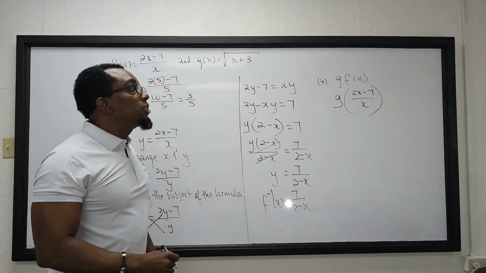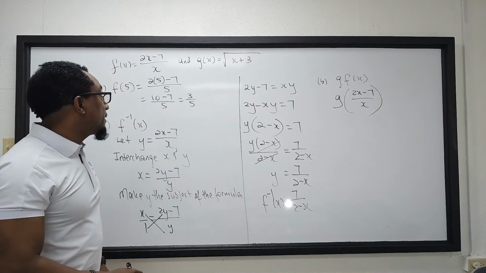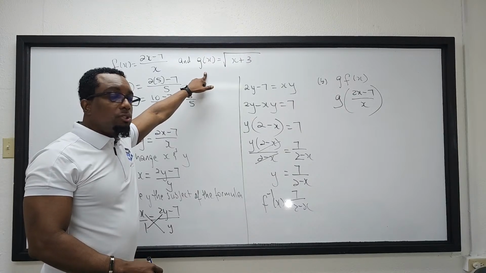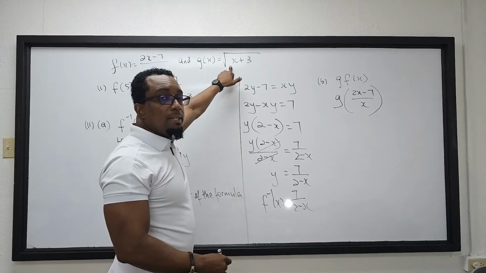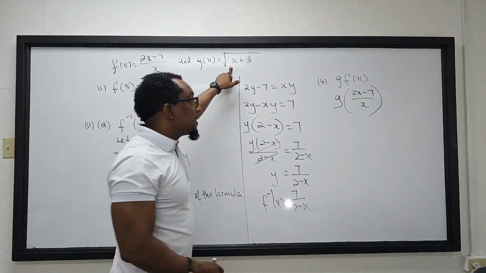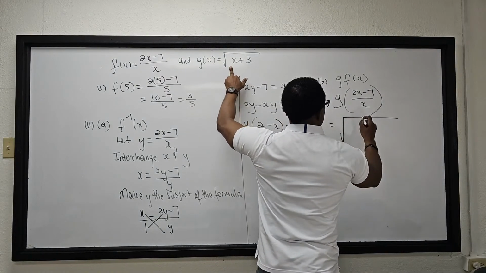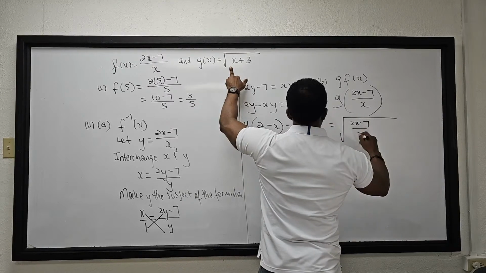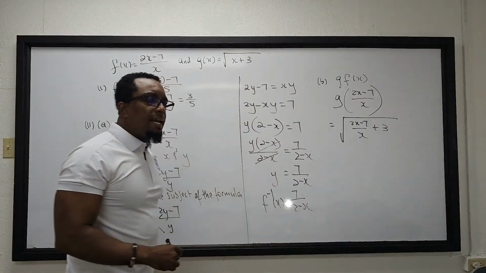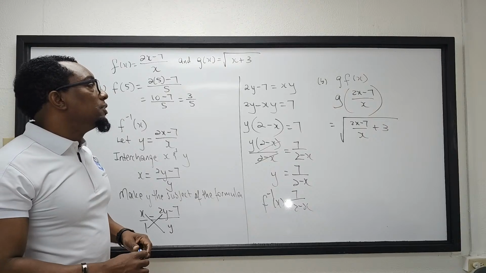But what is g of 2x minus 7 all over x? What is g of that? It is simply, if g of x is the square root of x plus 3, it means where I see x in this function, I'm going to replace it with 2x minus 7 over x. So this here is the same as the square root of 2x minus 7 over x plus 3. And we can leave it like that if you wish. So that there is the expression for gf of x.